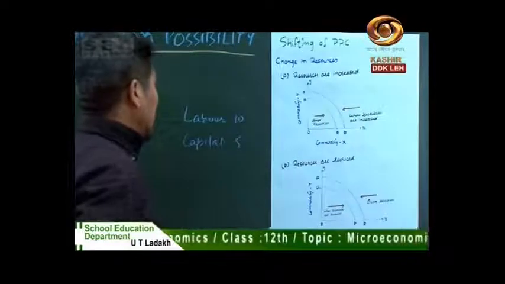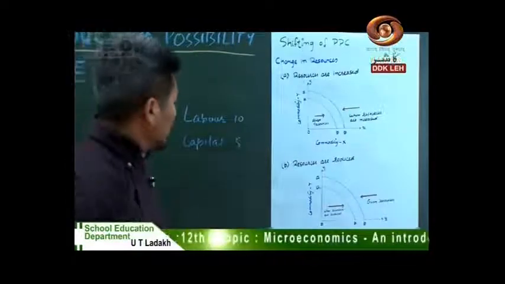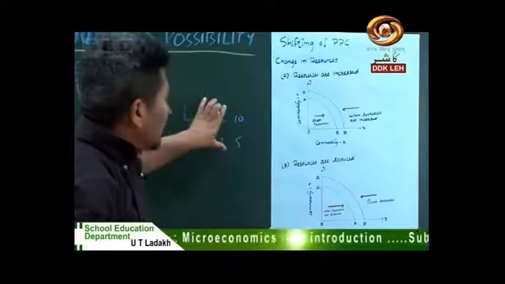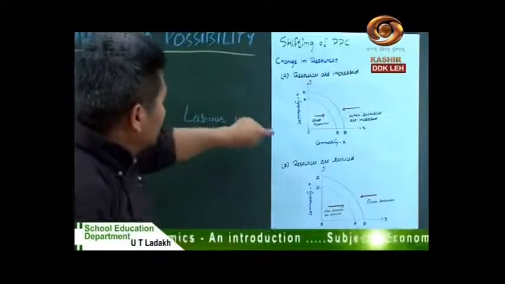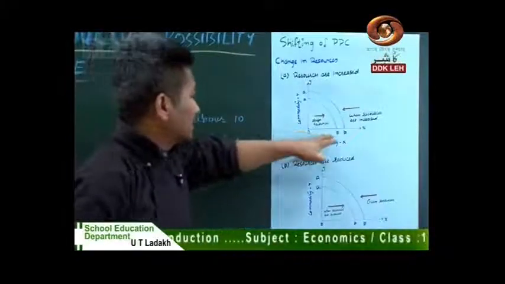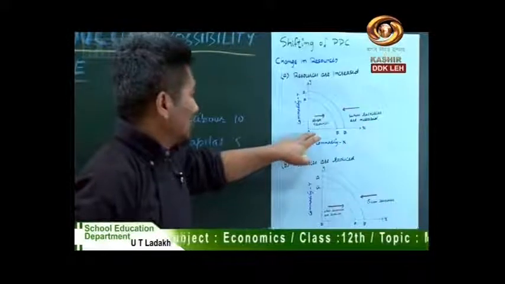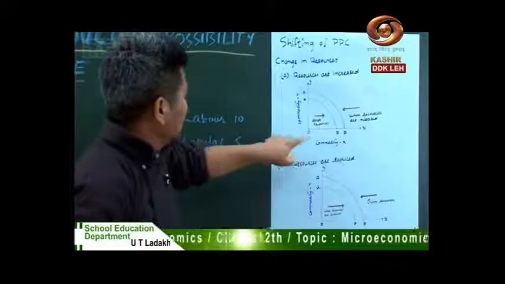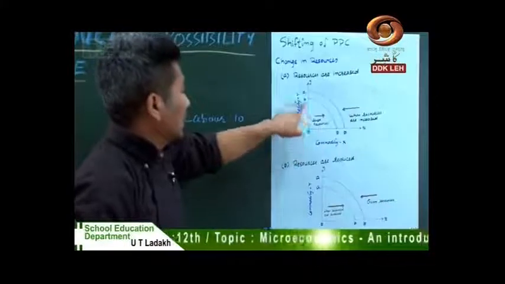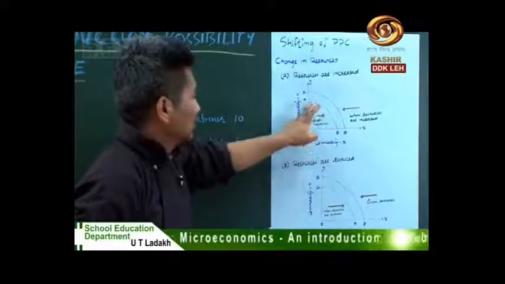So this labor and capital are the resources. With this amount of resources we are producing this much commodity X from O to B, and we are producing commodity Y from O to A. This is the original production possibility curve.